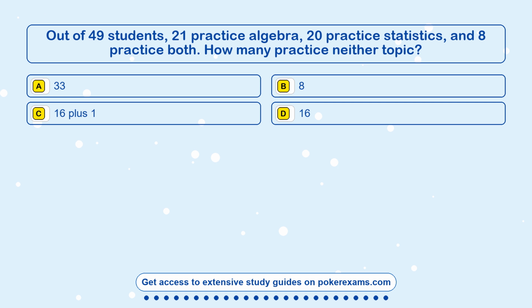Question 24. Out of 49 students, 21 practice algebra, 20 practice statistics, and 8 practice both. How many practice neither topic? Option A 33. Option B 8. Option C 16 plus 1. Option D 16.